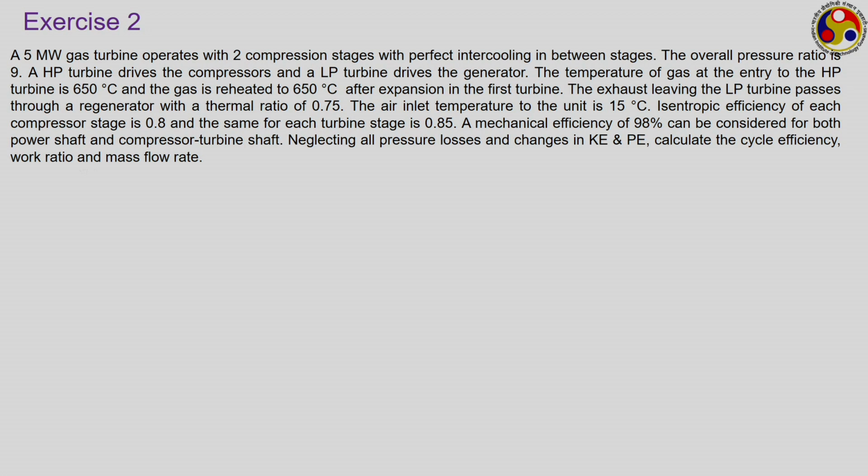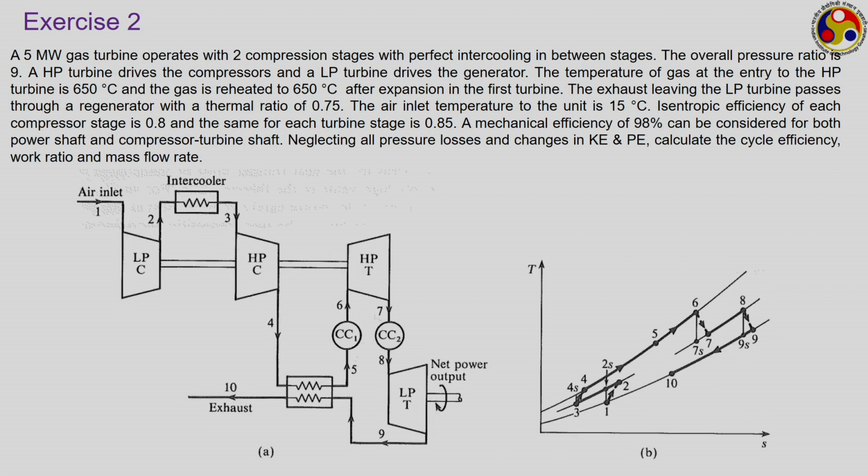Now, we have a more complicated problem which is really very large, so read the problem statement very carefully. I am giving you the diagram first, so that you can directly compare with the diagram. Here we have a 5 megawatt gas turbine plant. It is operating with two compression stages. So, this is the LP compression stage and this is the HP compression stage, and perfect intercooling in between the stages.